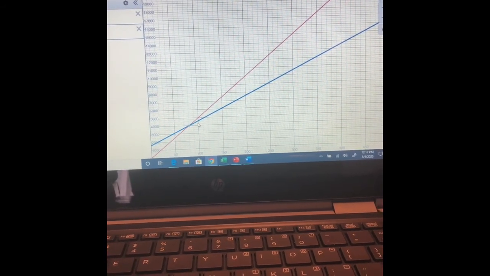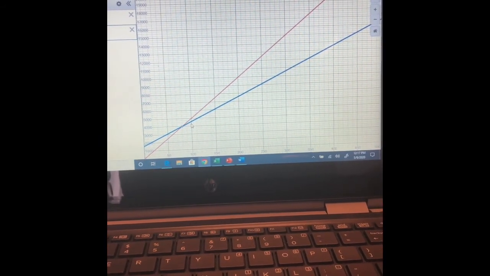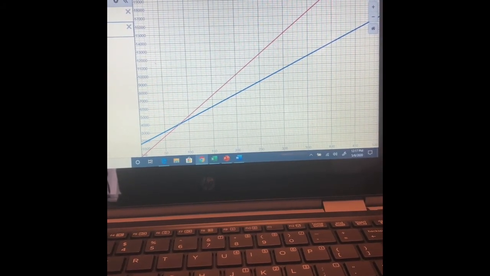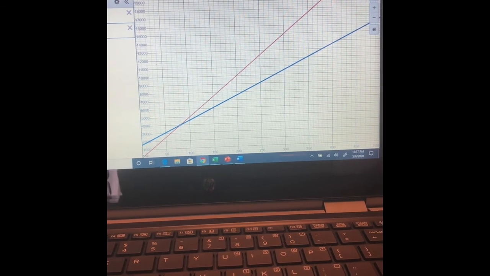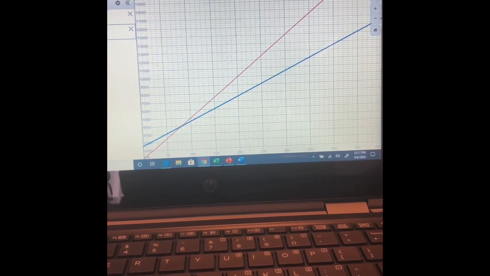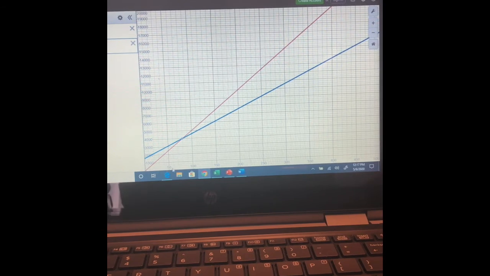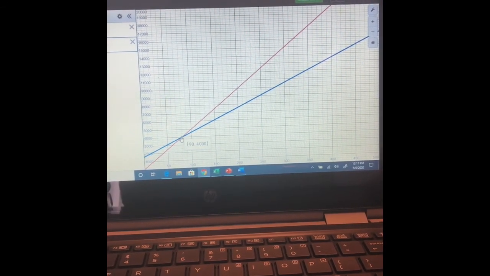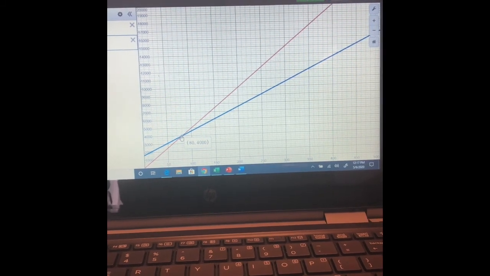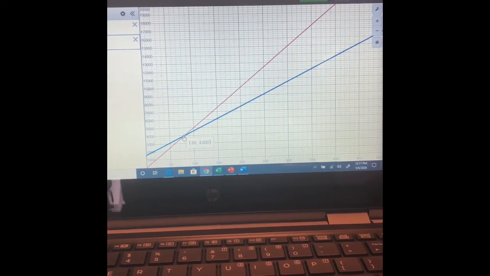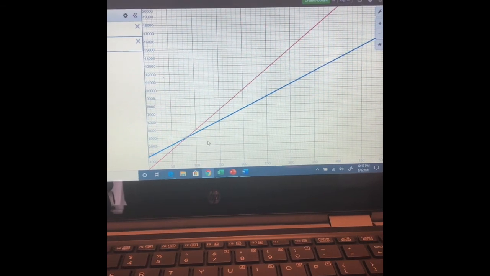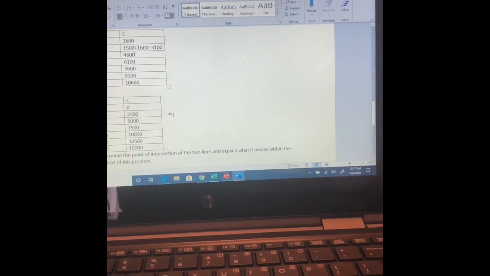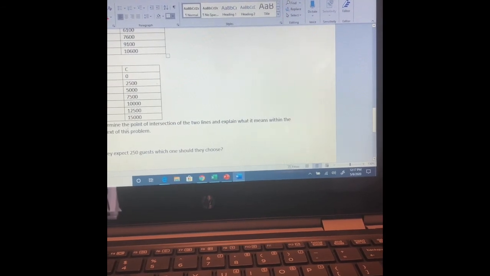So in the context of the question, prior to 80 guests, the golf course is more expensive and the hall is cheaper. After 80 guests, the golf course becomes cheaper and the hall becomes more expensive. And exactly at 80 guests, either of them are equally good options. Neither of them cost more than the other. It's personal preference. So determine the point of intersection, done. Explain what it means, done.